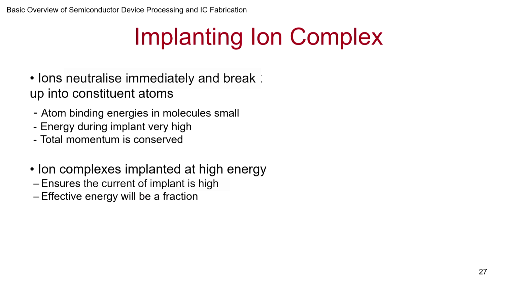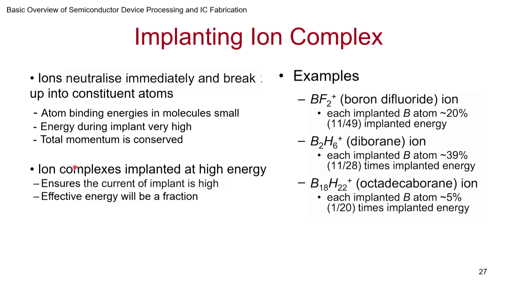So implanting ion complexes at high energy ensures that the current is high, because you are using a combination of atoms that forms an ion. So it's an ion complex, the mass is high, and you have to use higher energy to accelerate it to make it implant. But as soon as it implants, it breaks up into its constituent atoms. So if only a part of that is the atom you want to implant, the kinetic energy it will have is a small fraction of the overall kinetic energy this complex had. Let us take an example and that will become clear.